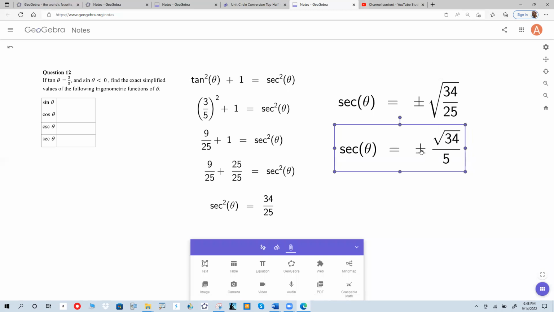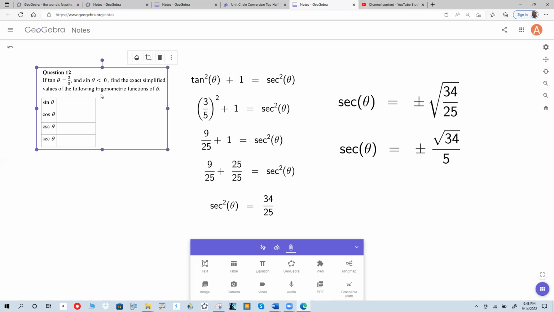Now, I have to decide if my value of secant theta is positive or negative, and that's very important. In the question, it says sine theta is negative. I can totally see tan theta is positive. If sine theta is negative, cosine theta has to be negative. And remember, guys, cosine and secant are reciprocals. They will have the same sign. So secant theta has to be negative. Once again, tan is positive. If tan is positive, the signs for sine and cosine must be the same. Sine is negative, so cosine has to be negative. If cosine is negative, secant has to be negative.